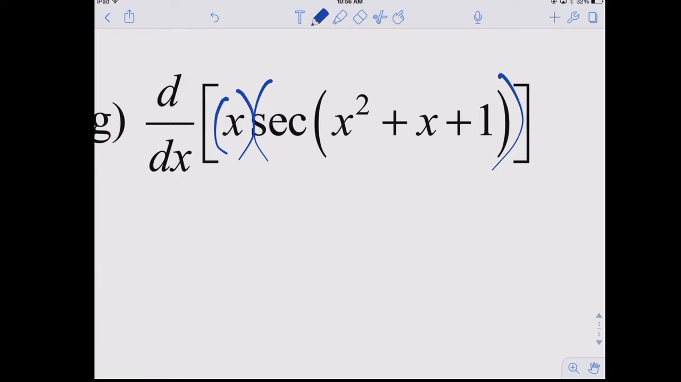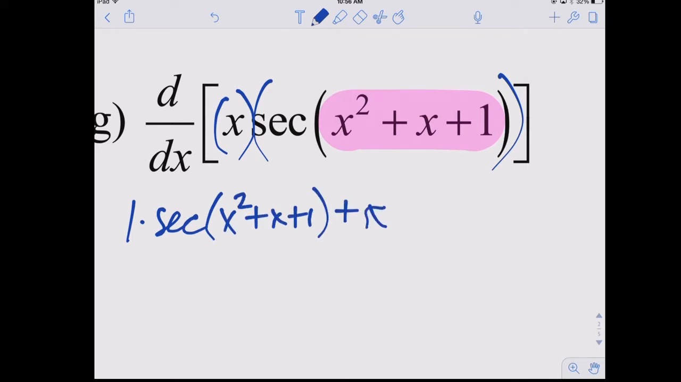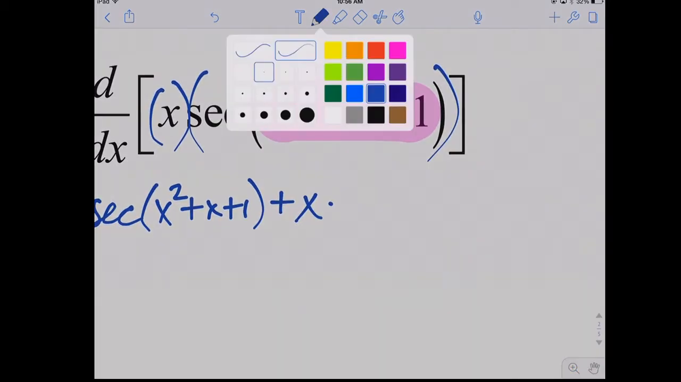So I know that it's going to be a what rule out of the box? Product. I have a variable x times the secant of a variable, so product rule. But in that second factor, it's not just secant of x, it's secant of blob. So that second factor is going to require the what rule? Chain rule. Okay, sweet. So here we go. The product rule, no rewriting necessary. It all looks good. So I'm going to drop the d/dx. The derivative of x is 1 times secant of blob, and then plus x times the derivative of secant of blob.